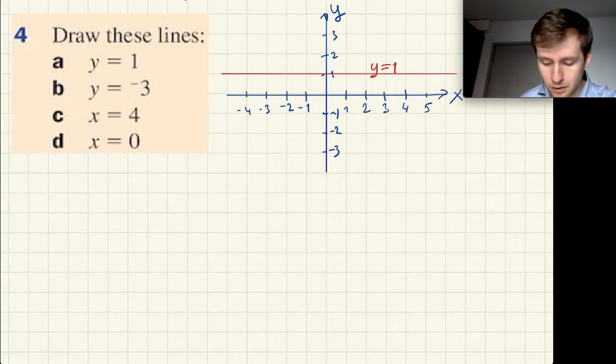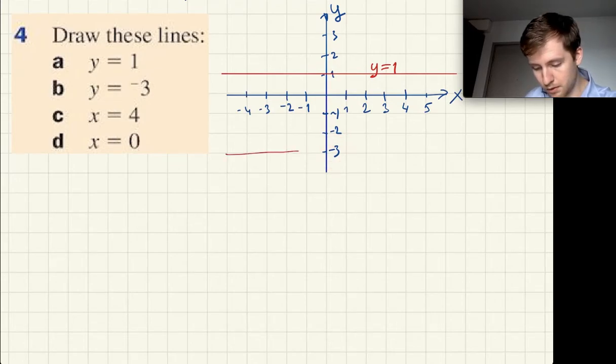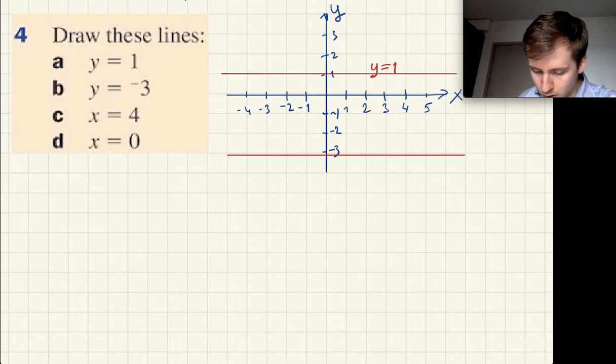Then we have y equals -3. So -3 is here. We do the same line, but now it touches -3. That is y equals -3.